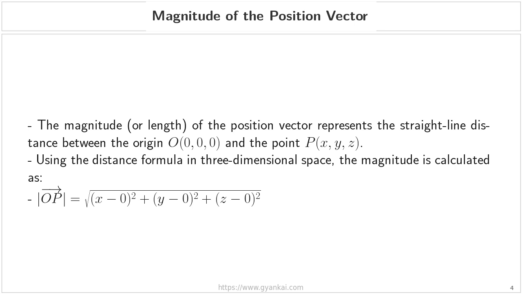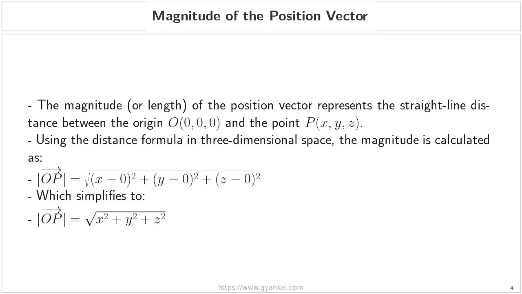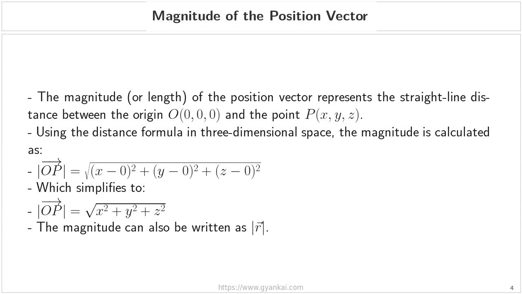If we look at the vector OP, the magnitude is equal to the square root of the quantity x minus 0 squared plus y minus 0 squared plus z minus 0 squared. But as you can see, since subtracting 0 doesn't change the value, we can simplify this significantly. The formula simplifies to the square root of x squared plus y squared plus z squared. And just a quick reminder of our notation from the previous slides: you will often see this magnitude written simply as the magnitude of r, which is written as the absolute value of r. This value tells us exactly how far the point is from the origin, a concept we are going to apply practically in our next slide involving drone navigation.